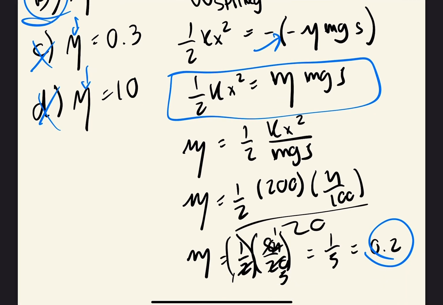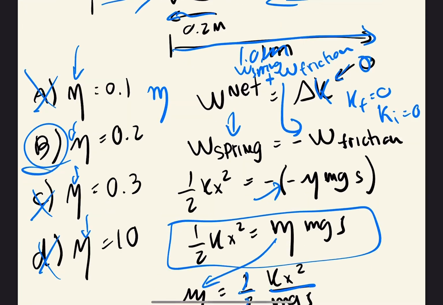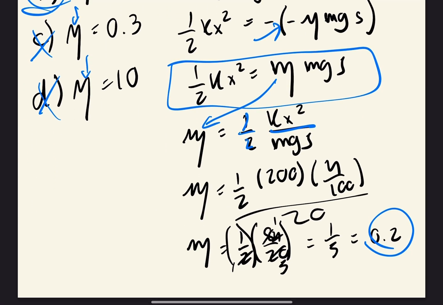So again, in this equation, we isolate mu, and then we get one half times K times X to the second power over m g s. If we plug in the numbers given here, we have the spring constant, which is 200 N/m.